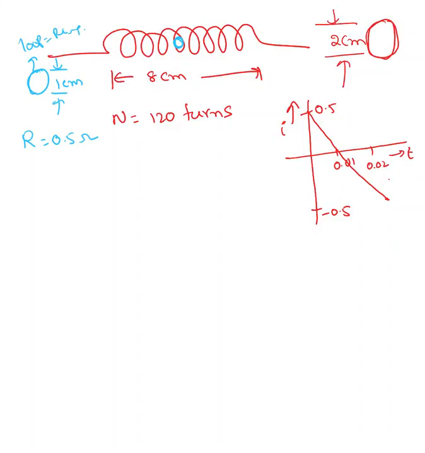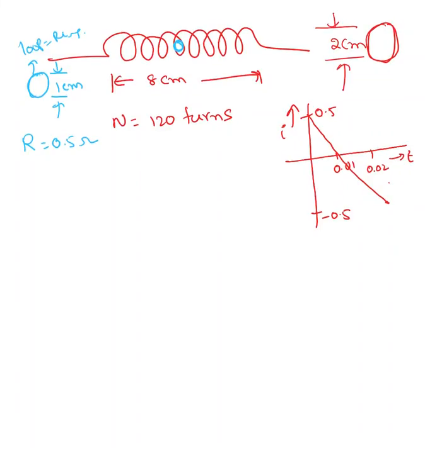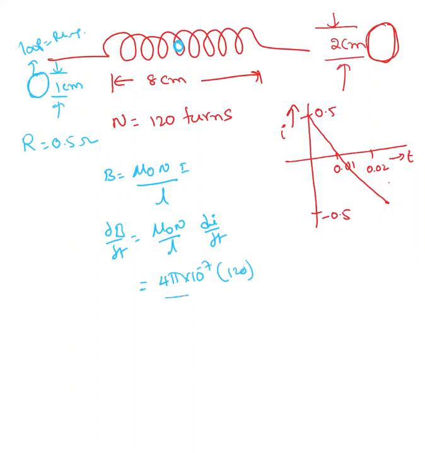Now first we'll find what is the magnetic field produced by this solenoid inductor. That value is B equal to mu naught N i over L. Now that current is not constant, so it is going to change, right? So can I say that dB by dt is nothing but mu naught N over L times di by dt. We have everything in this equation. Mu naught is 4 pi times 10 to the power of minus 7. N is 120. Length is 8 centimeter, 8 times 10 to the power of minus 2.